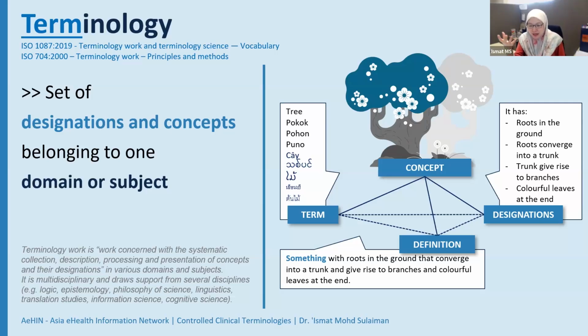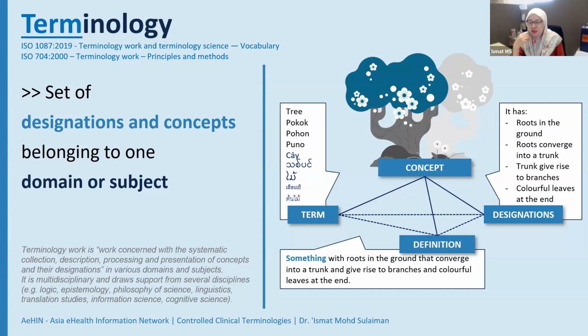For each concept, for each idea that you have in your mind, you have something to represent it, and that's a term. So a terminology is how to represent that concept. And you've got the attributes or the characteristics, and you've got a specific definition for it.